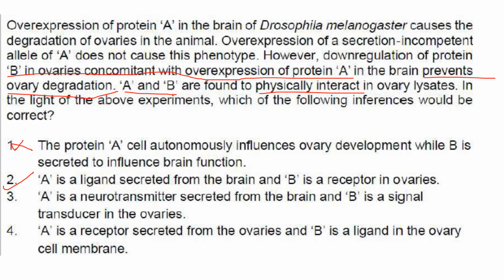Now the third one. A is a neurotransmitter secreted from the brain and B is the signal transducer in the ovaries. Now neurotransmitters affect shorter distances, not large distances. Brain to ovary is a very long distance. So 3 is not correct. A cannot be a neurotransmitter. A is a receptor secreted from the ovaries. A is secreted from the brain. So the fourth option is not correct.